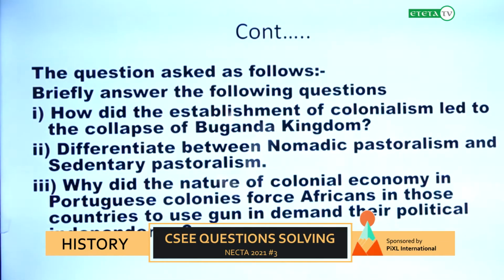How did the establishment of colonialism lead to the collapse of Buganda kingdoms? That was Roman 1. And Roman 2, differentiate between nomadic pastoralism and sedentary pastoralism. Roman 3, why did the nature of colonial economy in Portuguese colonies force Africans in those countries to use guns in demanding their political independence?